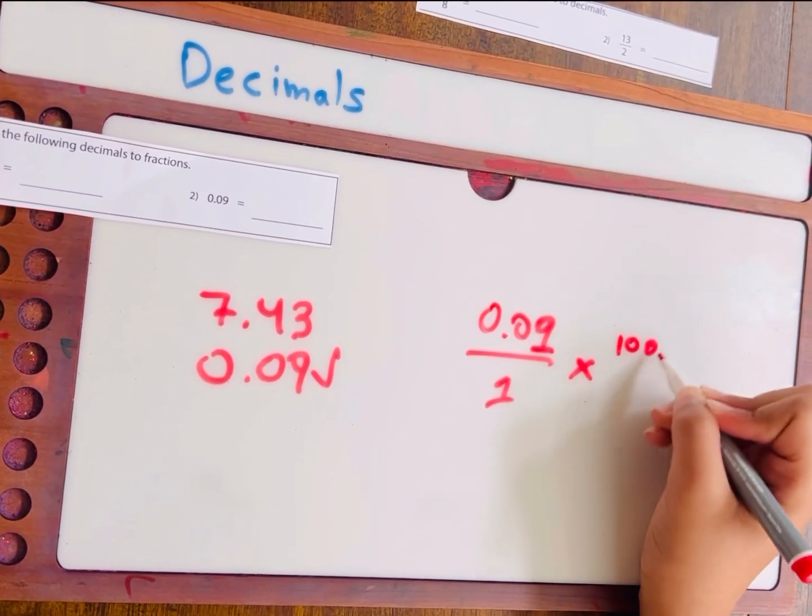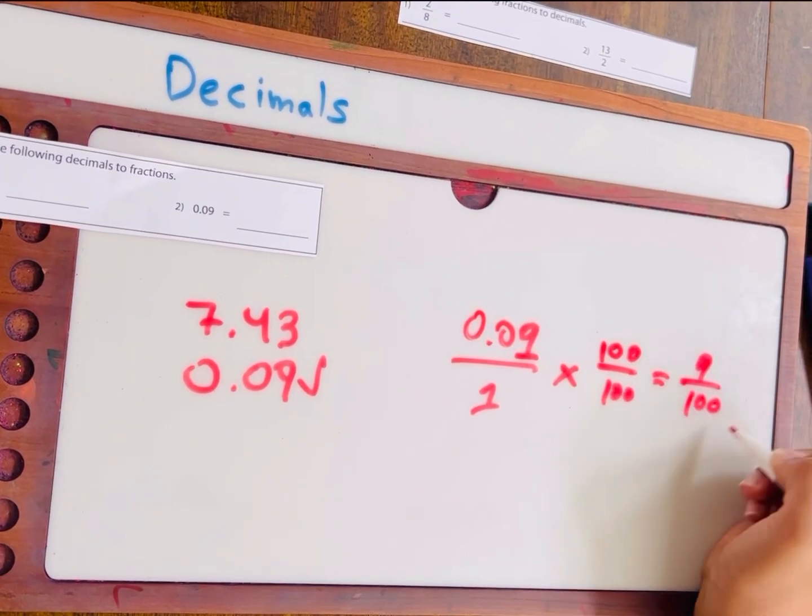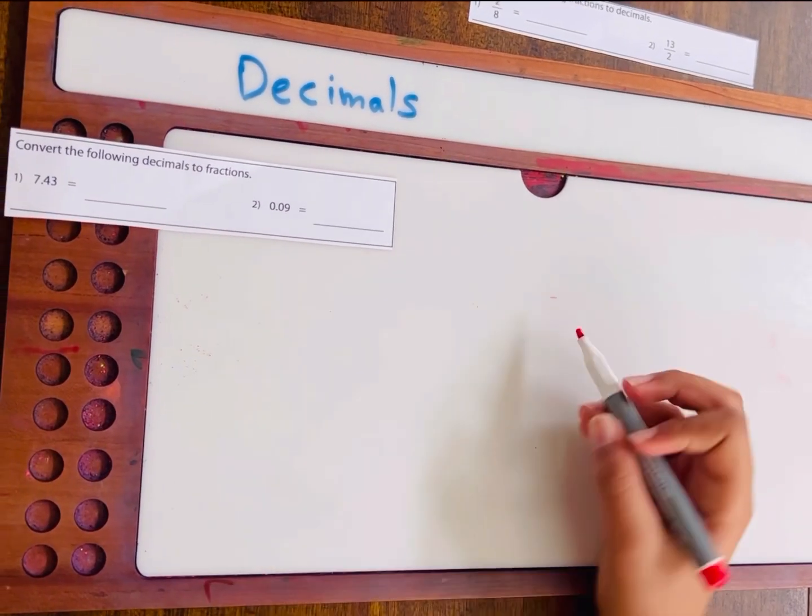So that's equal to 9 by 100. This would be the fraction. Let's look at the other one.